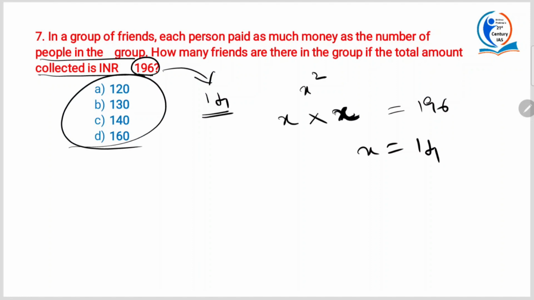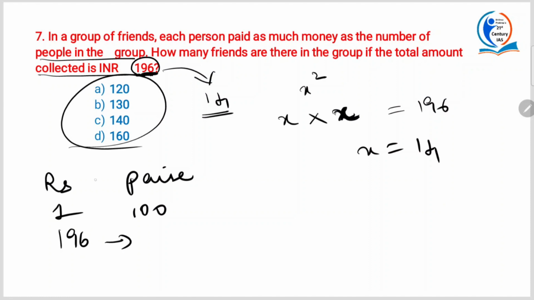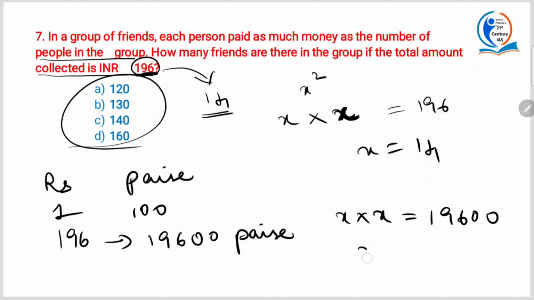But 14 is not there in the options. Then what will you do? Here, you have to use your common sense. Here, one concept, that is rupees and pies. 1 rupee is how many pies? 100 pies. So, this fellow is saying that a total of 196 rupees is collected. So, it could be 19600 pies. Now, what is x into x equal to? 19600.